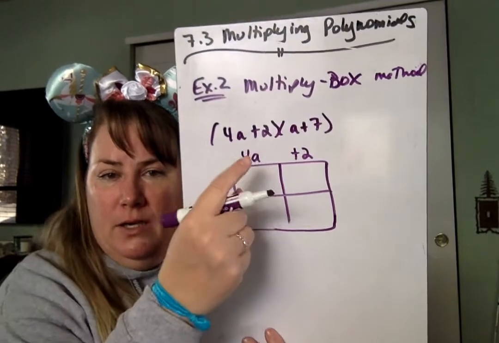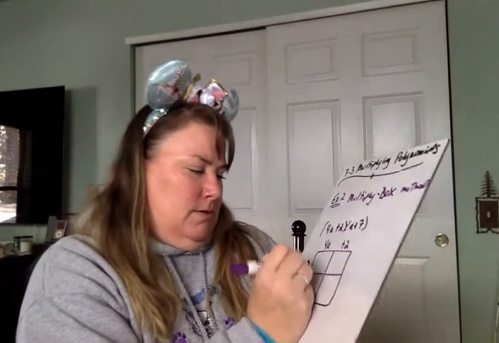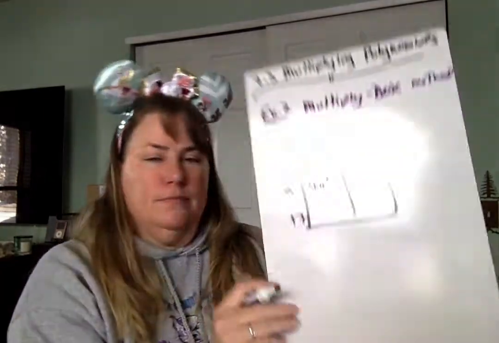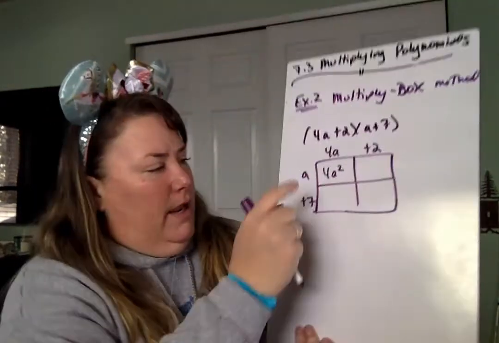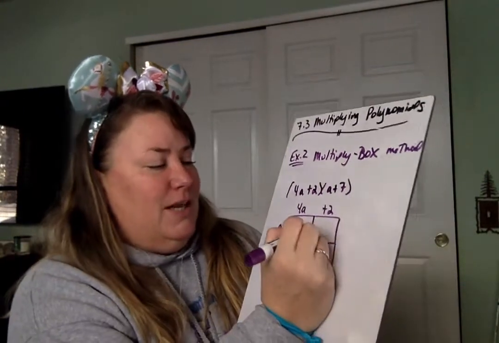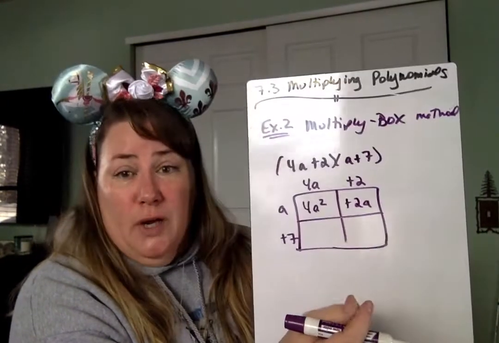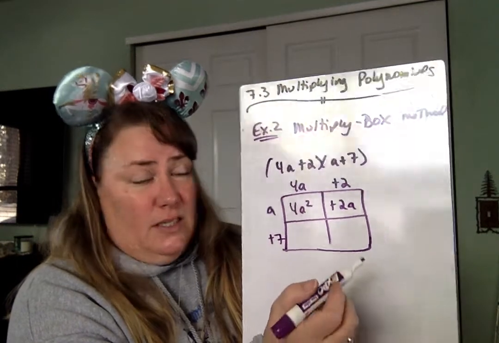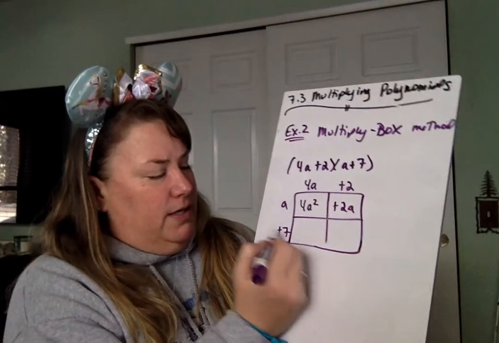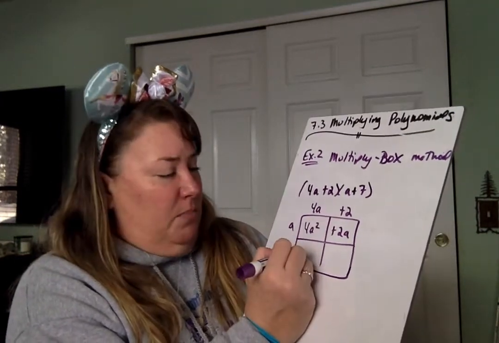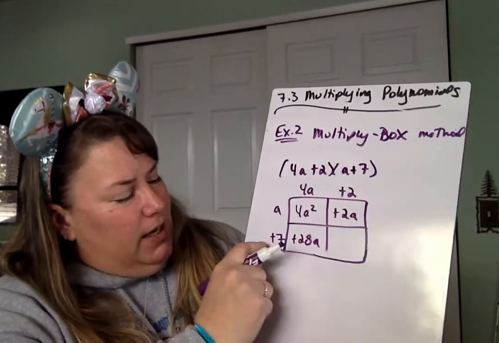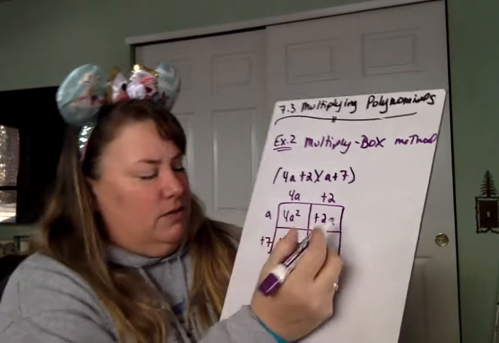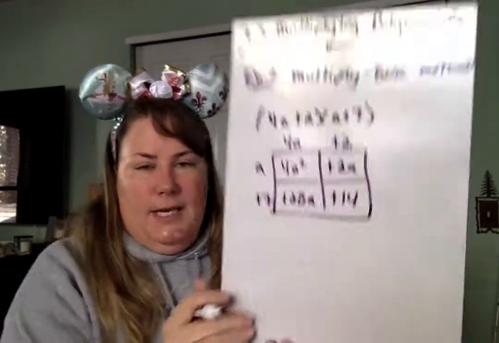Let's multiply. 4a times a, 4a squared, technically it's positive. And a times positive 2 is a positive 2a. You better put your signs in these boxes, kids. 4a times a positive 7, positive 28a. And then a positive 7 times a positive 2, positive 14.